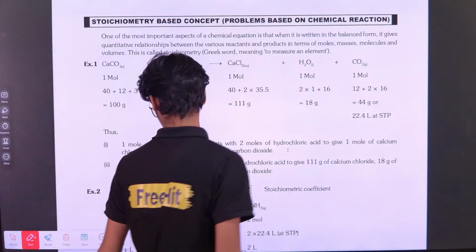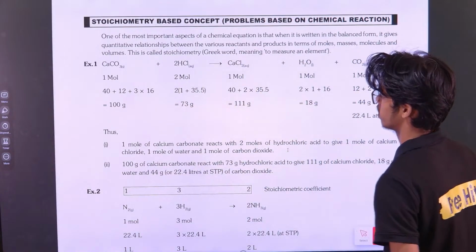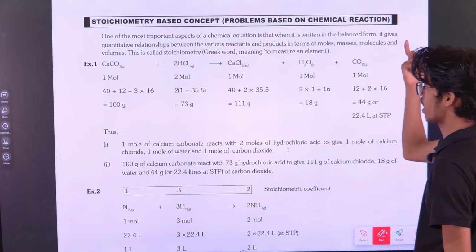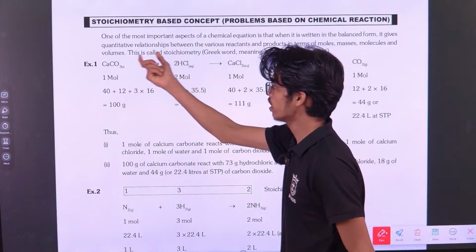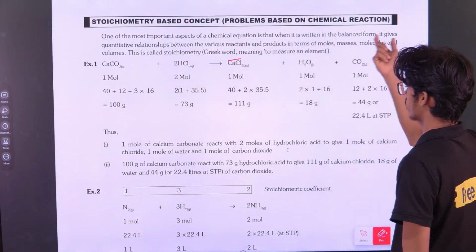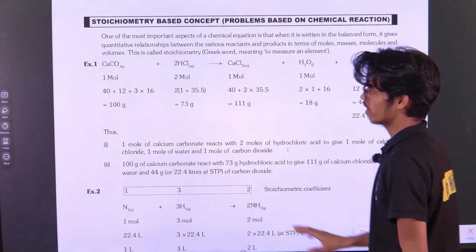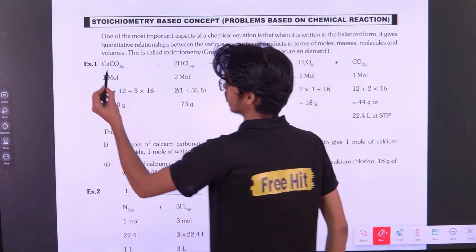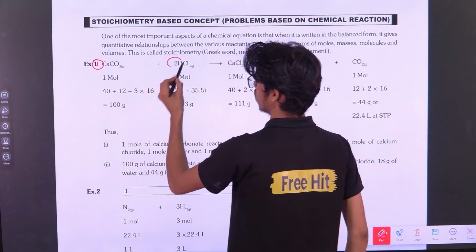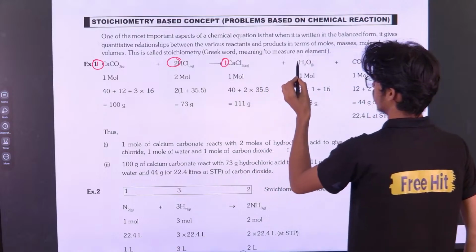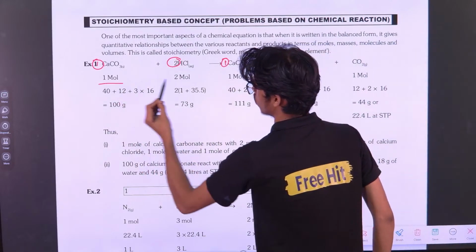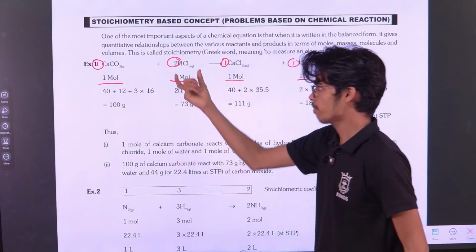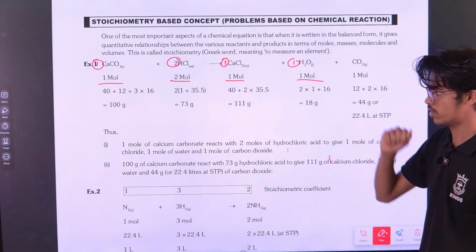Now let's study our stoichiometry, okay. It's very easy. One of the most important aspects of a chemical equation is that when it is written in a balanced form, it gives a quantitative relationship between the various reactants and the products. So whenever you write an equation and it is balanced, the number in front of each substance, 1, 2, 1, 1, tells you the quantitative relationship, okay. It means 1 mole of this can combine with 2 moles of this to form 1 mole of this and 1 mole of this, got it?